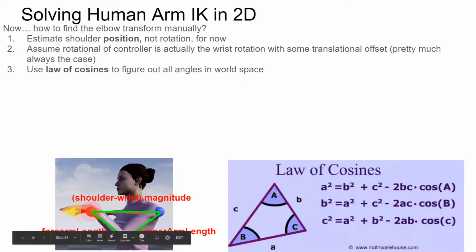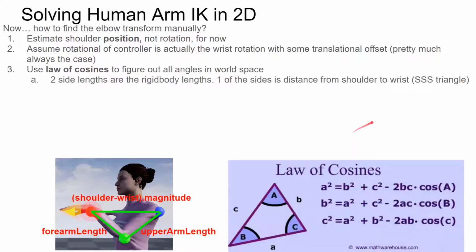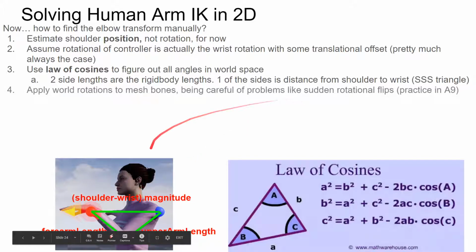Then to figure out the angles between these parts of the system, you can use the law of cosines, which you probably have never seen since high school trigonometry. The law of cosines is how you figure out the angles and sides of a triangle given at least 3 pieces of data. In our case, we have a side-side-side triangle, because we know the forearm length, we know the upper arm length, and we can easily figure out how far the shoulder is from the wrist. So this completes the triangle distances, and what we are actually solving for are all the angles.